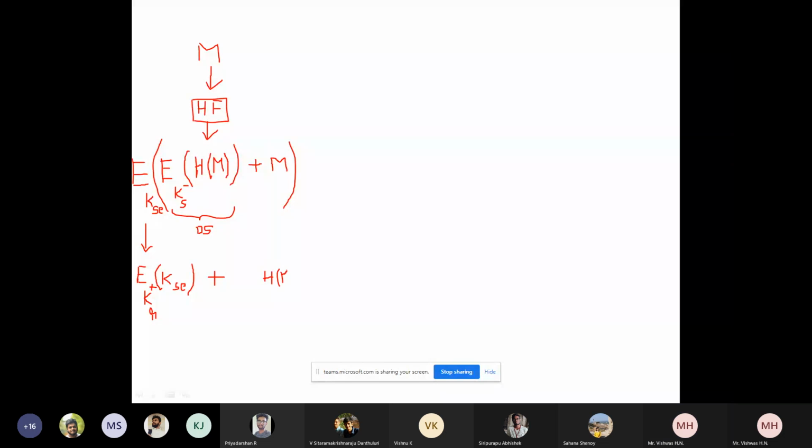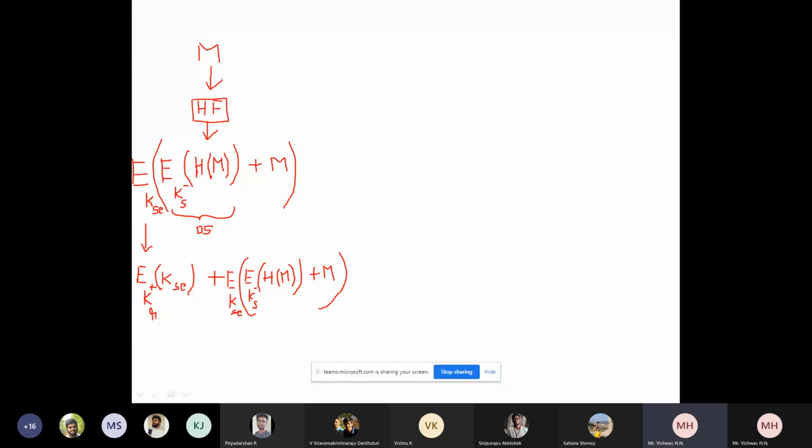that is H of M, encrypted using the sender's private key, plus the message, encrypted all together with the session key. Is it clear, students?